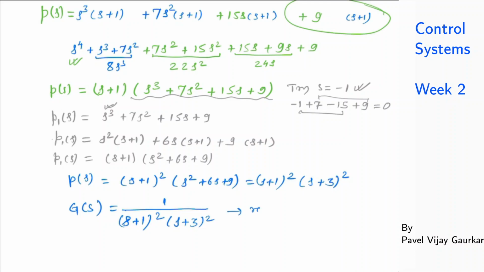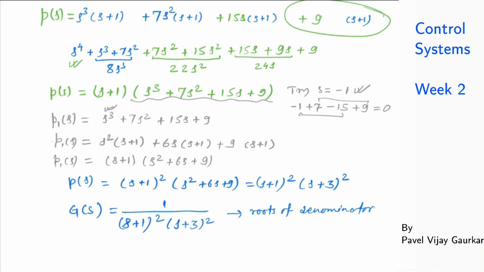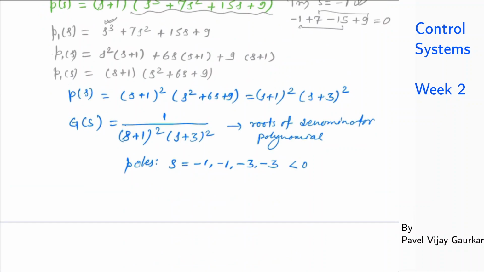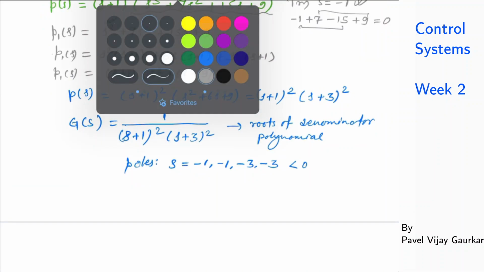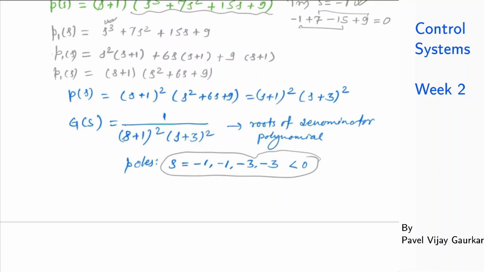So if you want to take roots of this, that is poles, there will be s equals to minus 1, minus 1, minus 3 and minus 3. So 4 values. If we see, all of these are on the left half of the complex plane, and because of this, we can say that the system is stable.